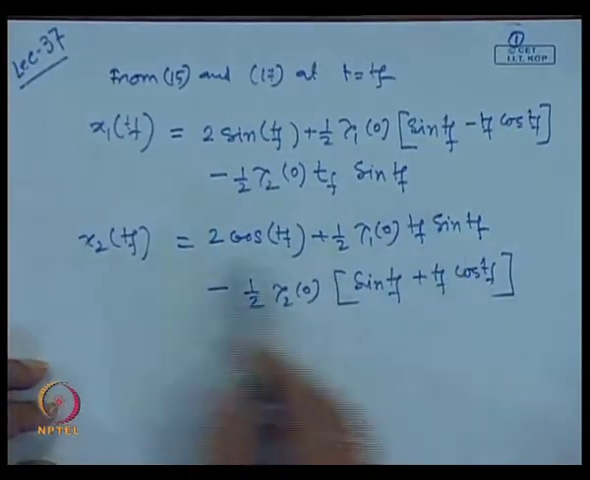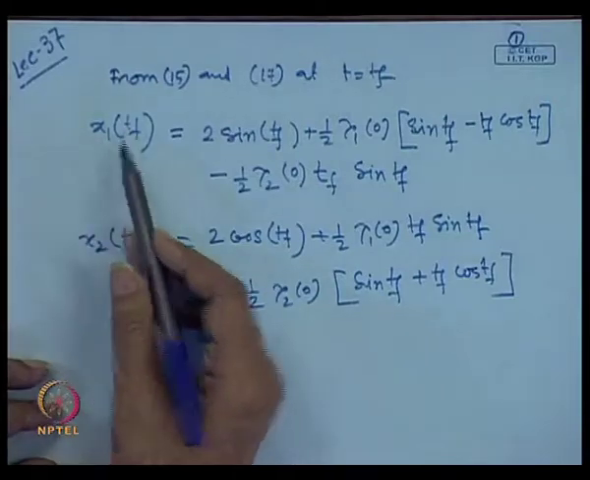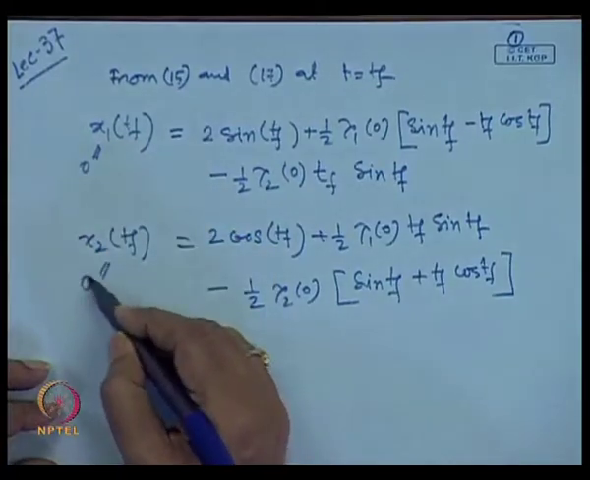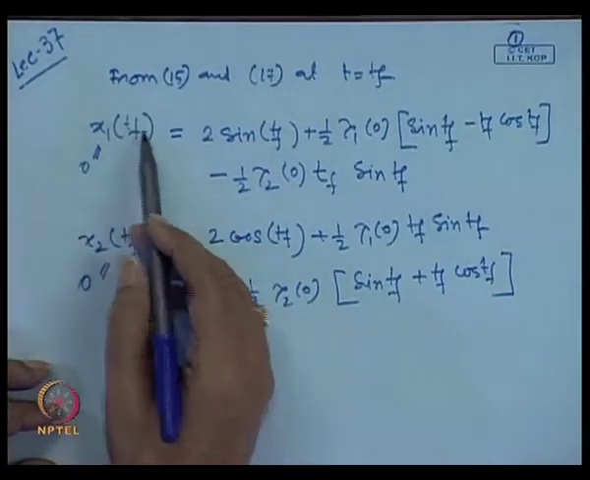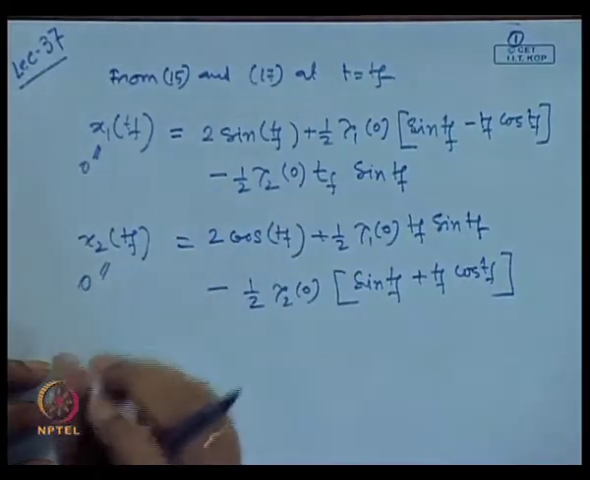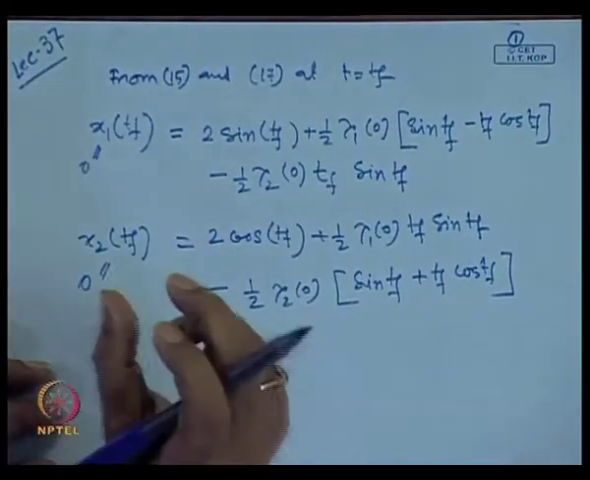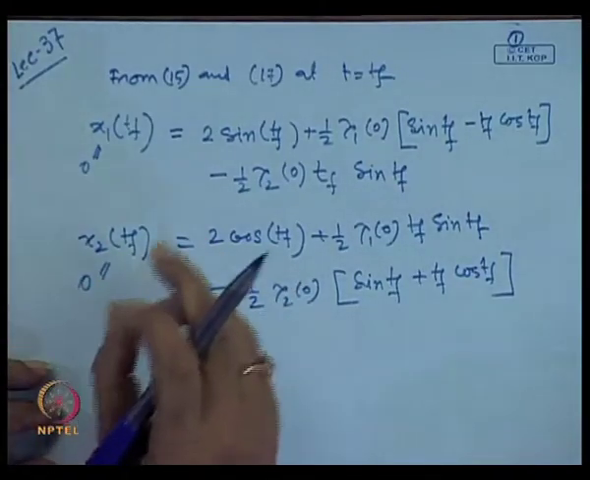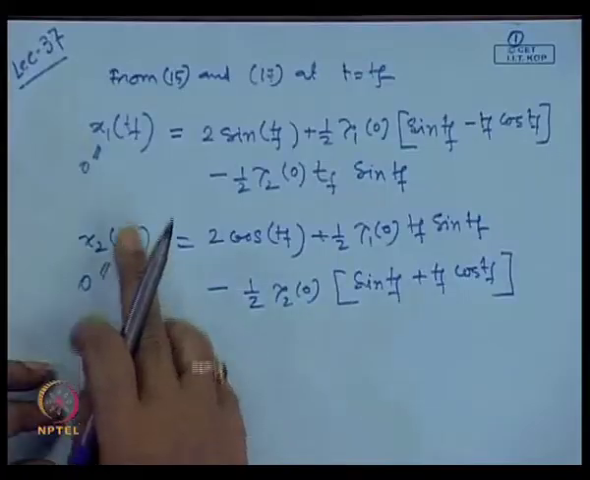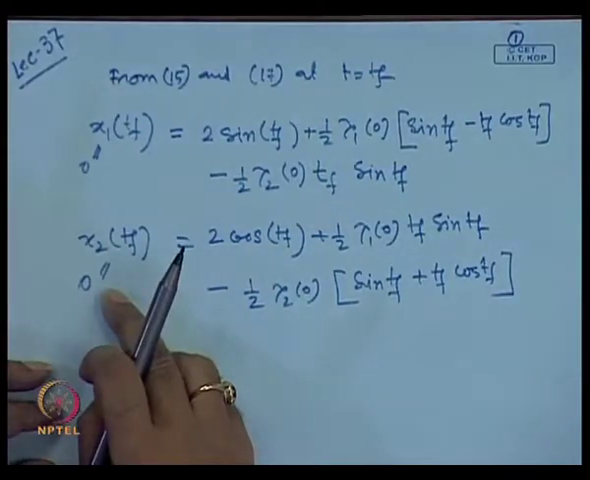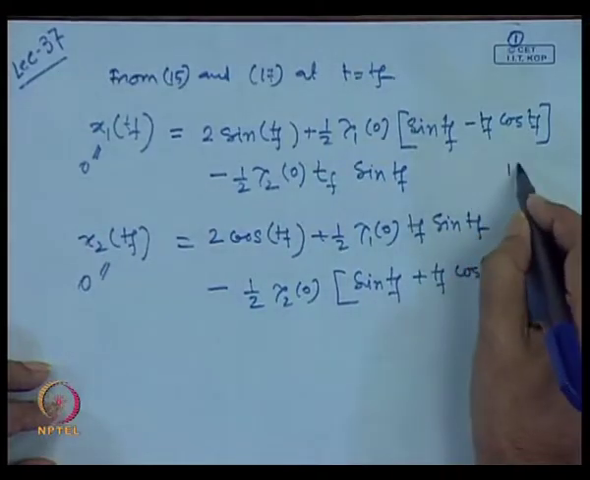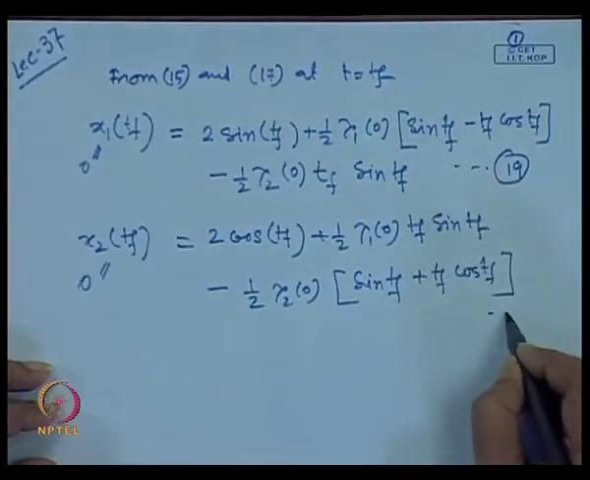That is at t = t_f, the final x(t_f), because we know the final state of x1, x2 is 0. That means current flowing through the inductor is 0. We want to find a control law u in such a way that resistive loss in the circuit is minimum, and not only that, the current flowing at t = t_f through the inductor will be 0 and the voltage across the capacitor will be 0. Let us call these equations 19 and 20.